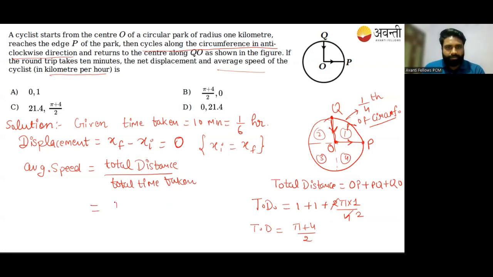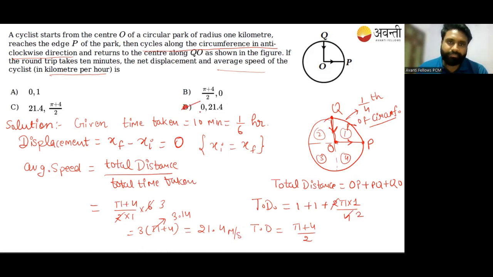Now put this value here. It is pi plus 4 by 2, and we have total time taken as 1 by 6. So it is 1 multiplied by 6, and it goes up, so 2 3s are 6. So we have 3 times pi plus 4, which is approximately 21.4 if you put the value of pi as 3.14. The unit is meter per second. So option D here is the correct one. We have 0 displacement, and 21.4 is the average speed, not the velocity.